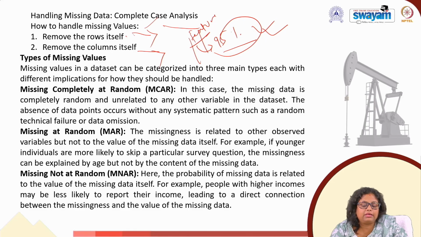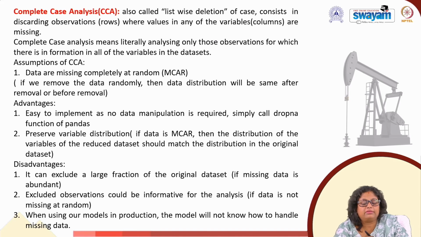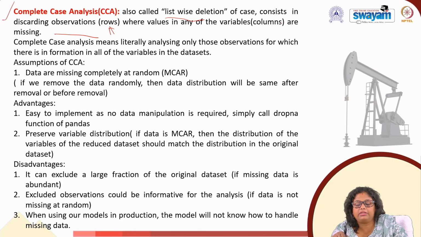The other important thing is when to remove the rows themselves. This is what we call complete case analysis, or listwise deletion. What is this? It consists of discarding observations, meaning rows, where values in any of the variables, that means columns, are missing. When we discard the row because of a missing value in a particular column, that is what we call complete case analysis, or CCA.